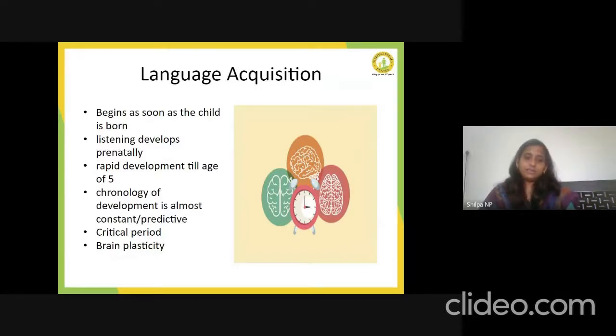So the chronology of development is almost constant and predictive, because as I said, when I started speaking about language itself, I told you, the child starts cooing, going, and then there's babbling, then jargon speech, then the first word, then phrases. Then you see certain phrase grammar coming in, then bigger sentences, then reasoning, and then WH questions, and then the child speaks more like an adult with intonations. This is very predictable, and it's been researched, so we can easily get to know when the child is showing delayed symptoms. So language acquisition starts like that.